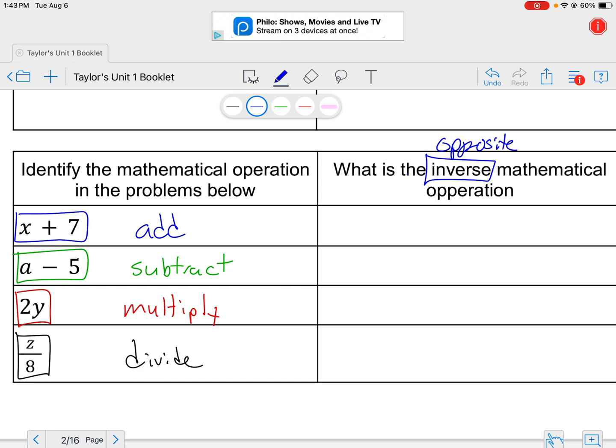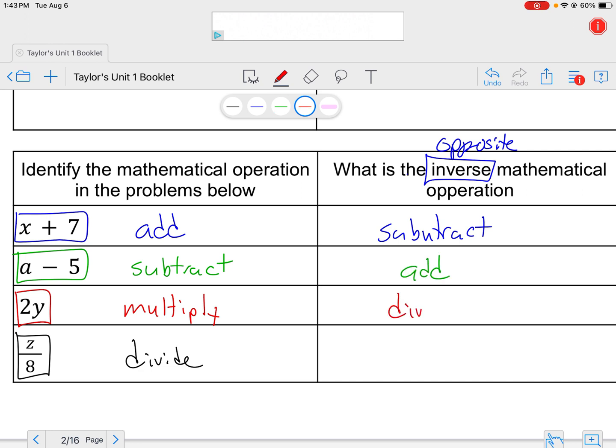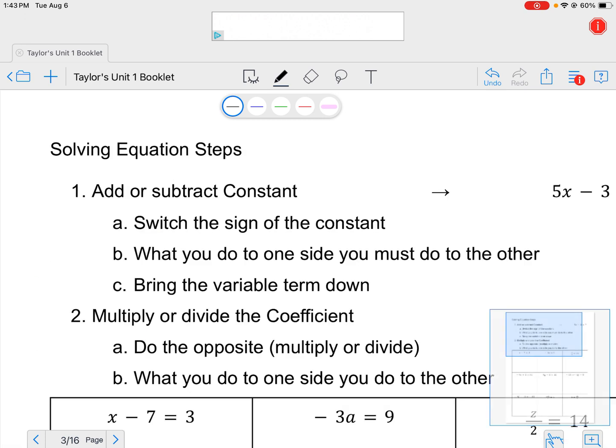So the opposite of adding is subtract. The opposite of subtract is to add. The opposite of multiply is to divide. And then the opposite of divide is to multiply. And so as we're solving equations, to solve them, we have to do that inverse. So we need to make sure we recognize what those are so that we know what the opposite is.